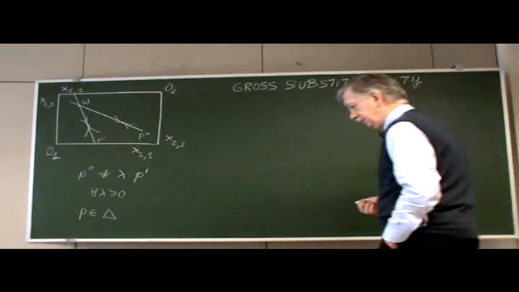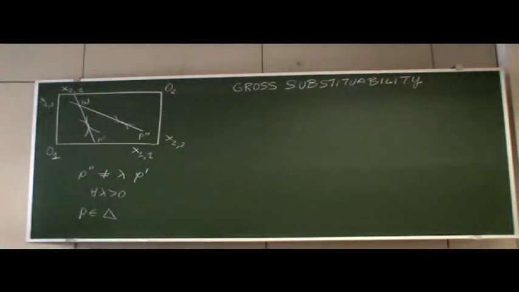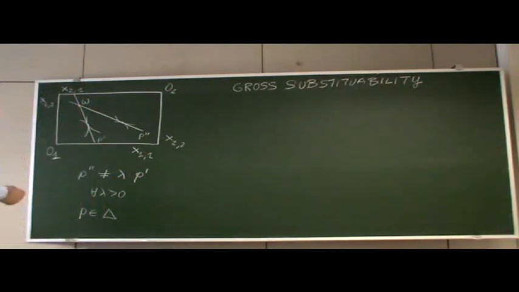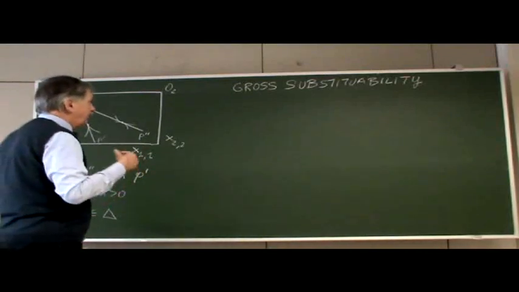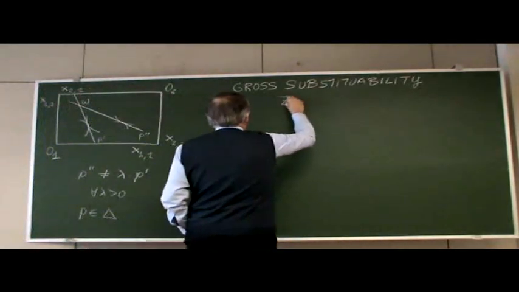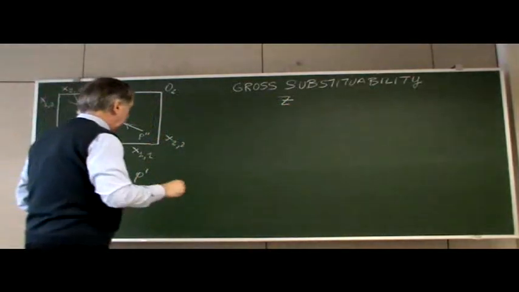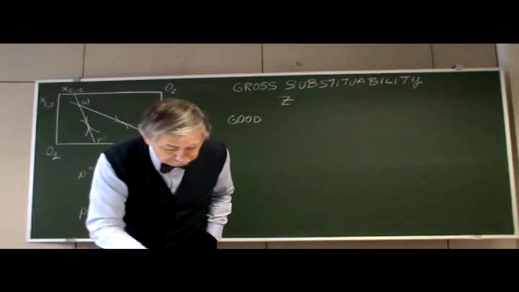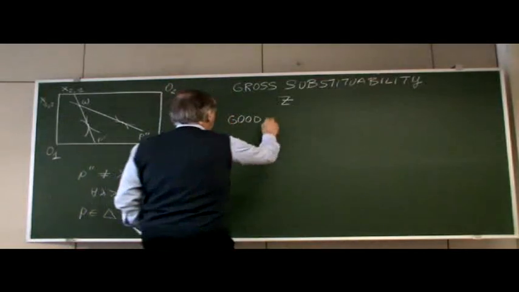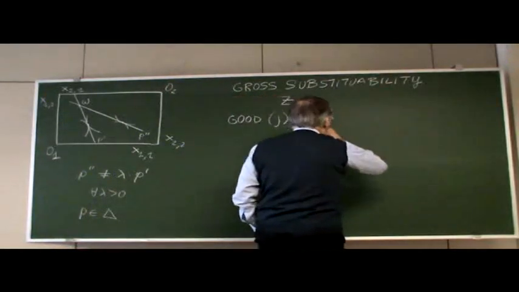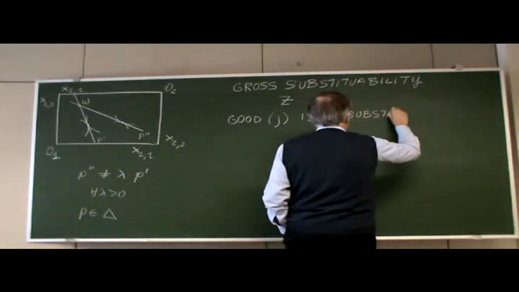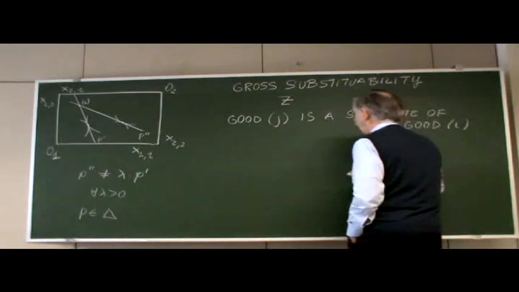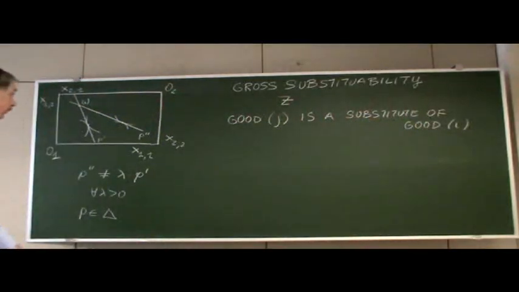You encounter this property in consumption theory. But the property can be defined also in general equilibrium theory with reference to the excess demand correspondence Z. More precisely, we should say that good J is a substitute of good I if the following property holds.